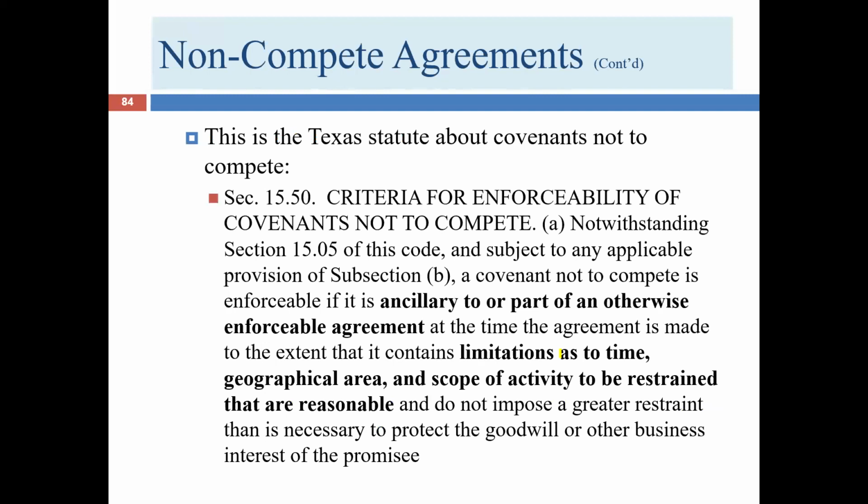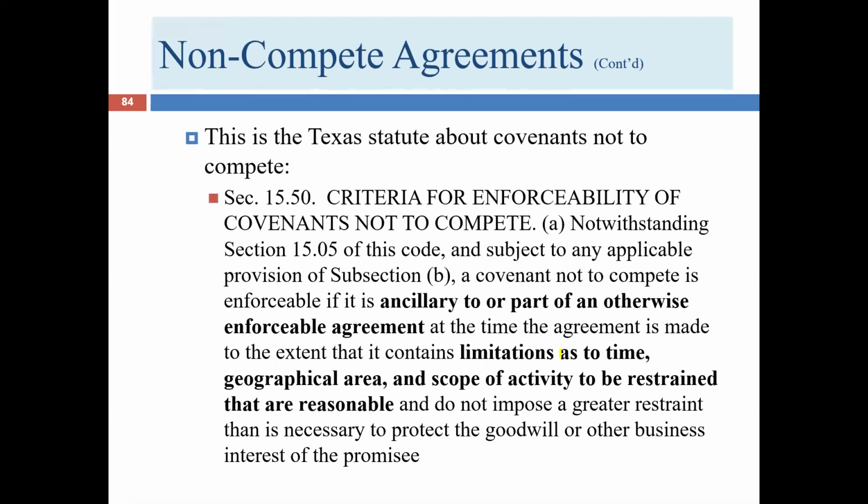The second is that if you overreach, if you ask for the sun, the moon, and the stars, the court may well not give you anything. The court may look at your document and go, you know what, it's 100% unenforceable. I'm not going to rewrite it and make it reasonable because you so overreached. You don't deserve me to pull it in a little bit.